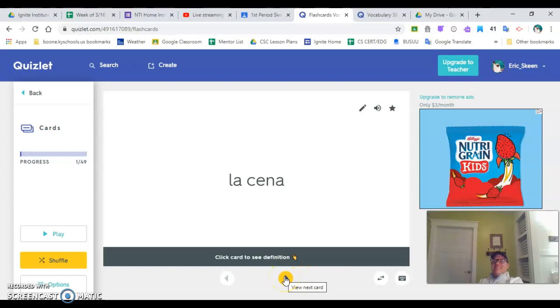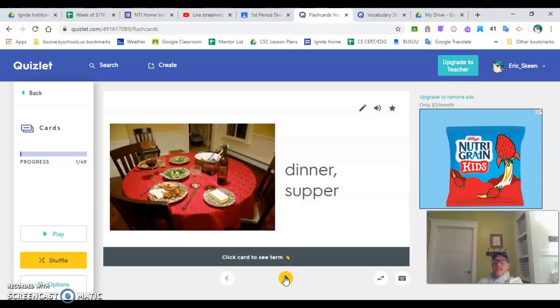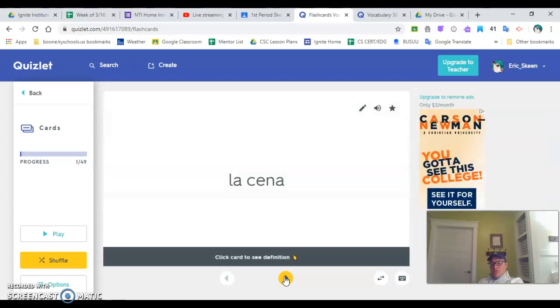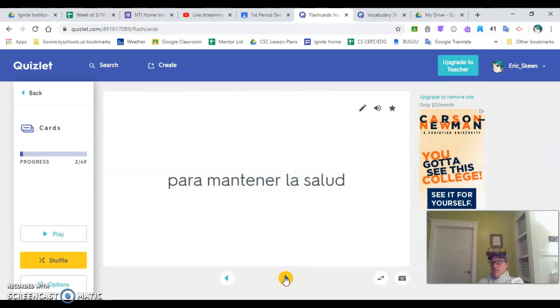The first one is la cena. La cena is, of course, dinner, supper, whichever you happen to prefer. Next one is para mantener la salud. Okay, and that is, the verb mantener. It looks like maintain. Salud. Remember we've talked about that looking like the word salad. Salads are healthy. La salud is health. Para mantener. To maintain health.